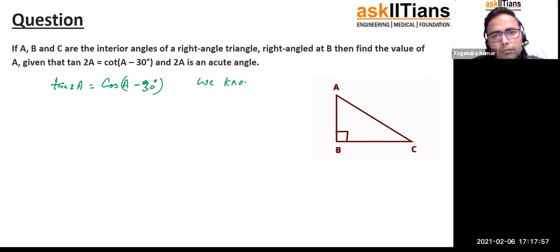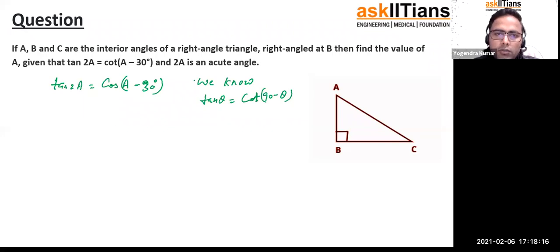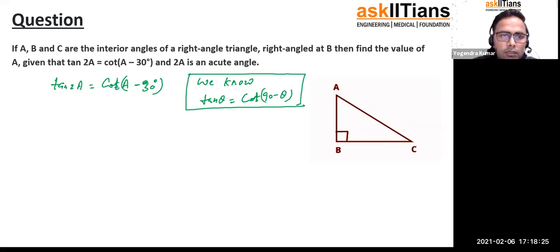Now what do we know? We know that tan of theta is the same as cot of 90 minus theta. We have seen just now, right? You can use other relations also. So can I change one of the angles here to the other one? My bad, it is cot here. So can I write cot of 90 minus 2A is equal to cot of A minus 30, right?